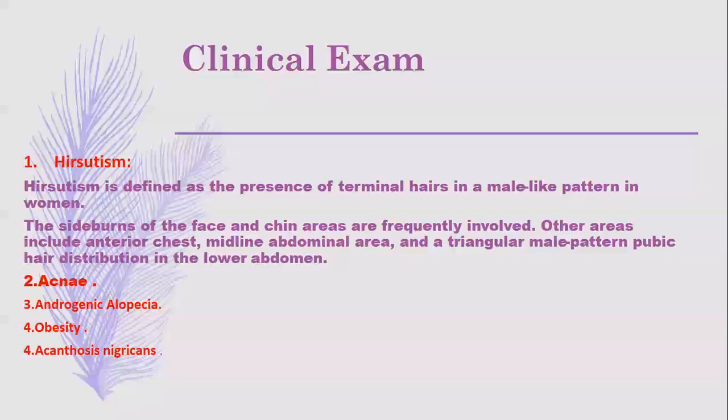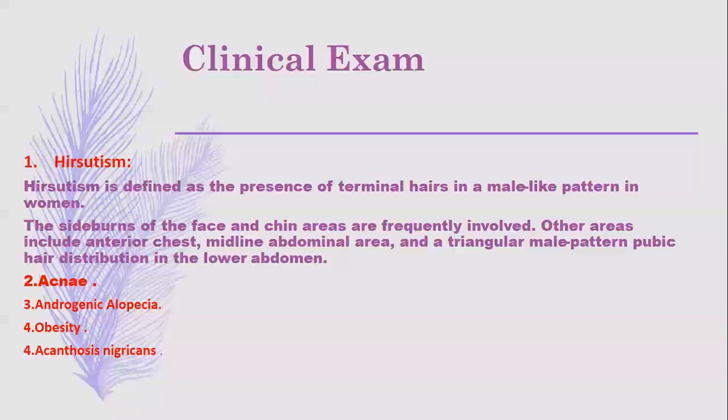Acne, androgenic alopecia, which is frontal, obesity, you should look for obesity, and acanthosis nigricans. Acanthosis nigricans is mainly present in patients with type 2 diabetes. Look at the darkness in the nape of the neck and on the axilla. This acanthosis nigricans is one of the signs of insulin resistance, which usually occurs in a patient with polycystic ovary syndrome, and we should look for it when the patient presents to you in the outpatient clinic.